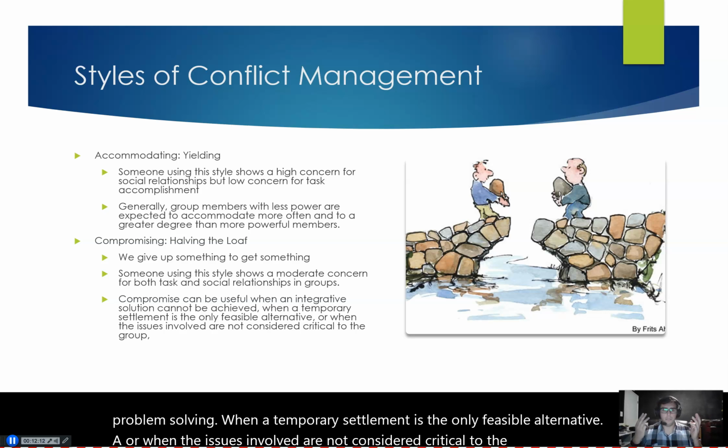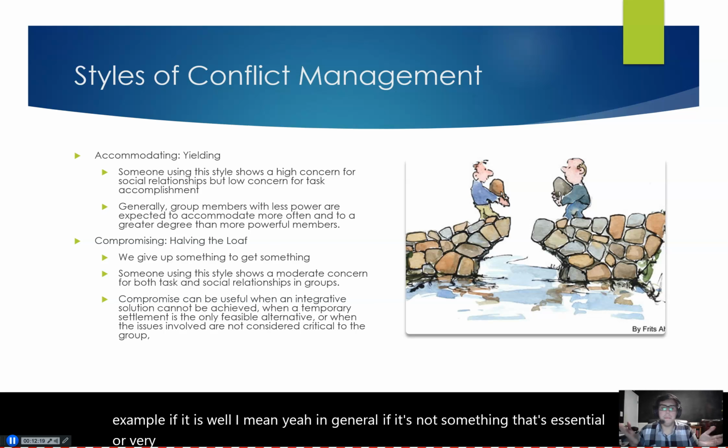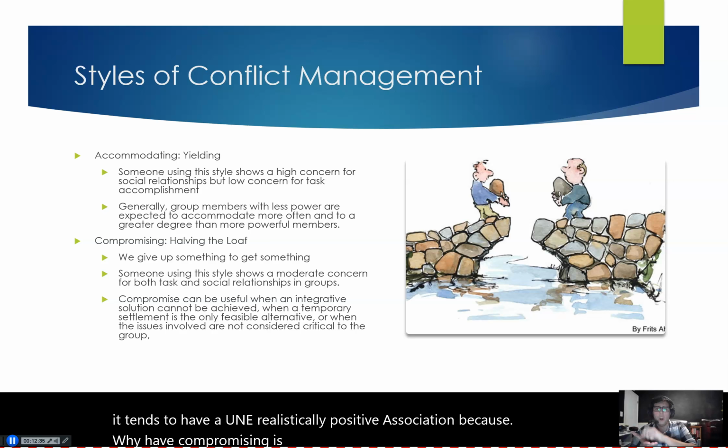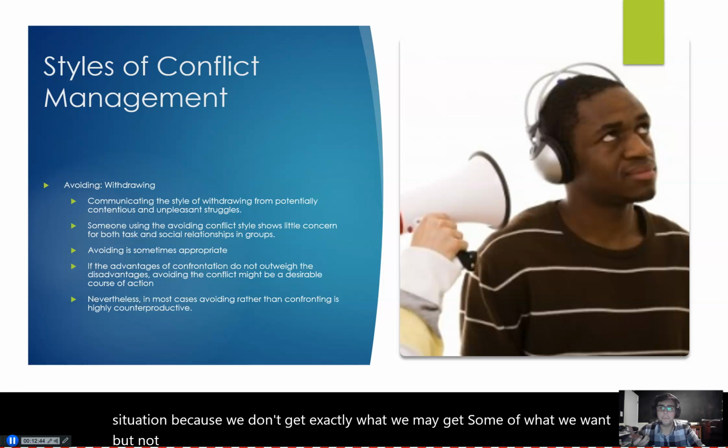In general, if it's not something that's essential or very important for the group, compromise might be the best option. But it tends to have an unrealistically positive association because compromising is easy, sure, but it is in essence a lose-lose situation because we don't get exactly what we want. We may get some of what we want, but not exactly what we want.